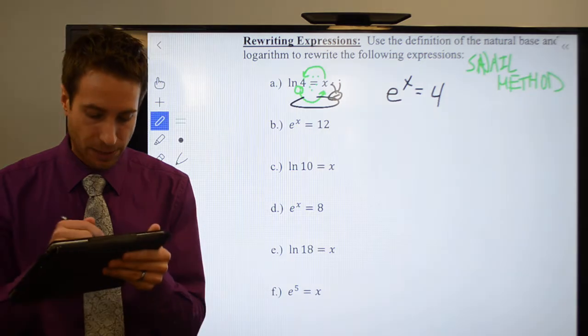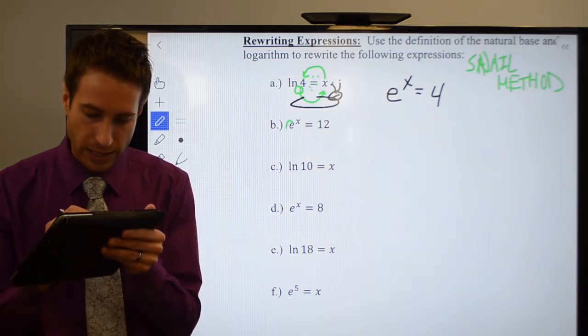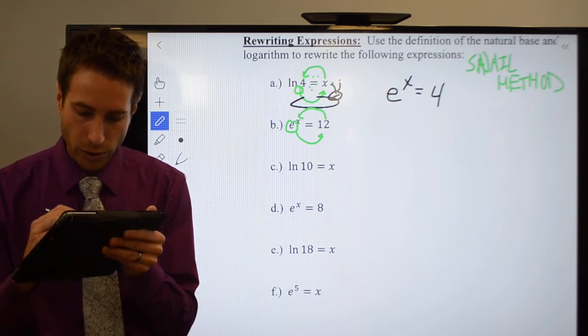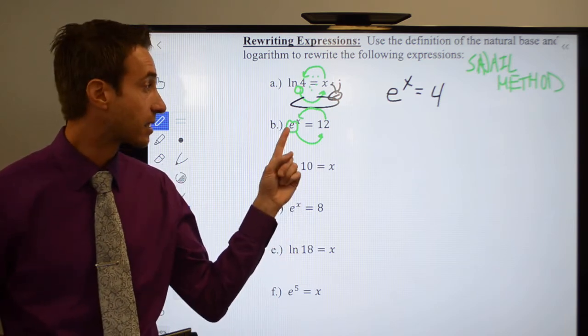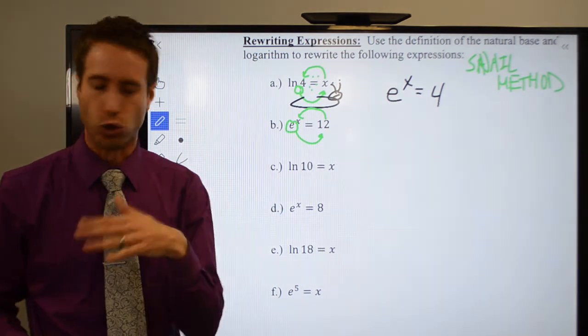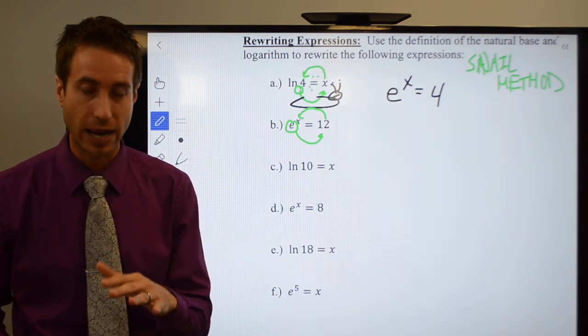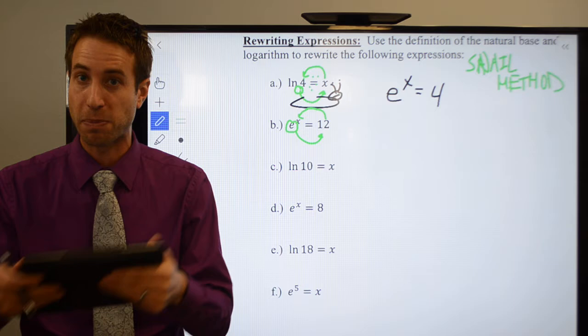Snail method allows me to rewrite this logarithm as an exponential. Exact same thing if I have an exponential. We're going to use the snail method. Take the base, work your way around the equal sign. So I'm going to have a log. Now careful, it's going to be a log base e. Don't write log base e, it's ln. Log base e means ln.